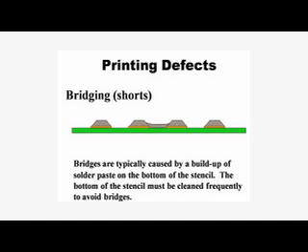Bridging is another common defect. Bridges are typically caused by a buildup of solder paste on the underside of the stencil. The bottom of the stencil must be cleaned frequently to avoid bridges. This can be done manually or automatically on some stencil printers.